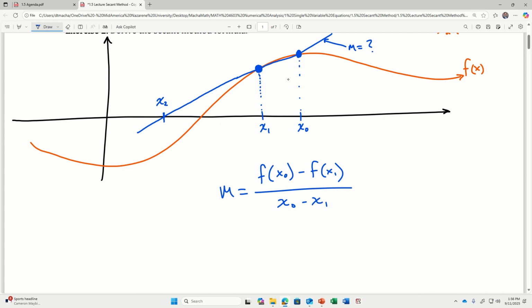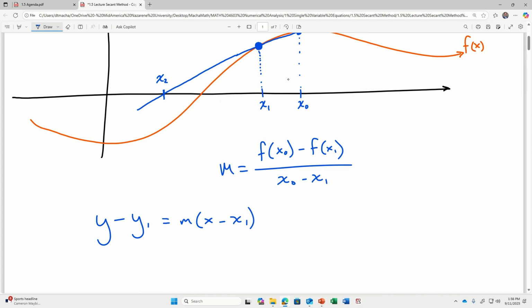And the slope-intercept form for a line would be like y minus y1 equals m times x minus x1. That's my slope-intercept form of a line. And then the y value I might want to work with is, let's say, f of x1.